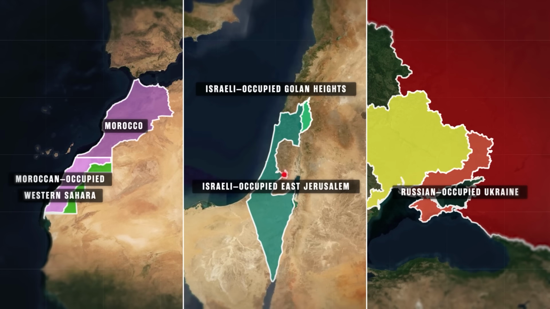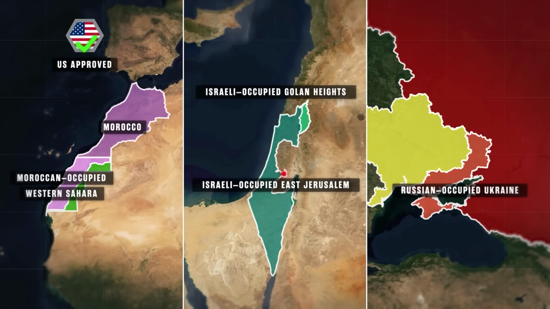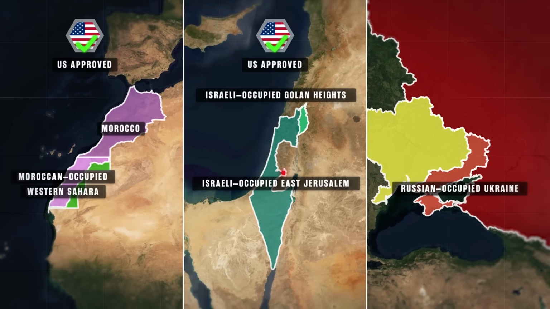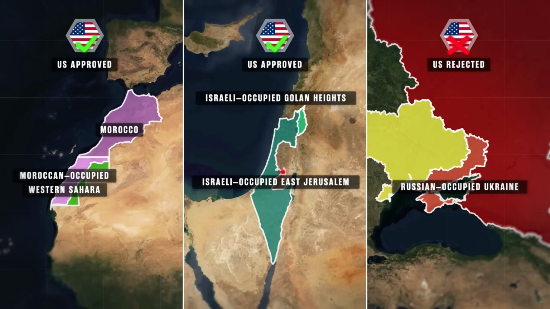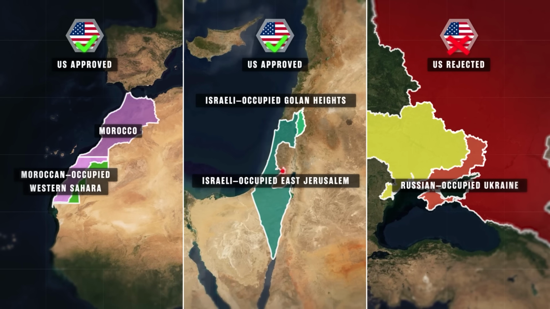Since that time, other countries like Russia have been quick to point out the perceived hypocrisy in America's foreign policy relating to the conquests and annexations of territory deemed to be occupied by the international community. Because of the Trump administration, Washington now recognizes Morocco's annexation of occupied Western Sahara, and Israel's annexations of the occupied Golan Heights in East Jerusalem. But Washington simultaneously denounces Russia's annexations of occupied Ukrainian territories as a violation of international law.